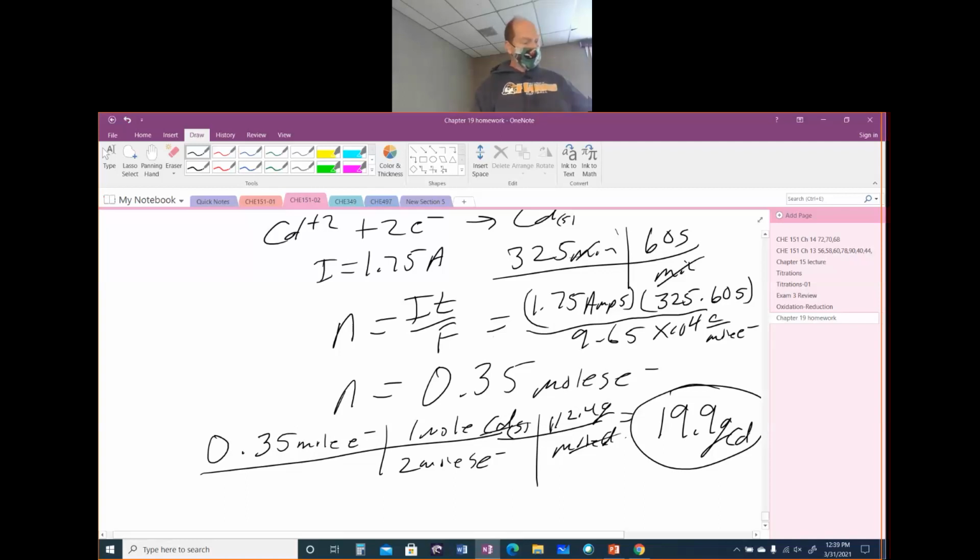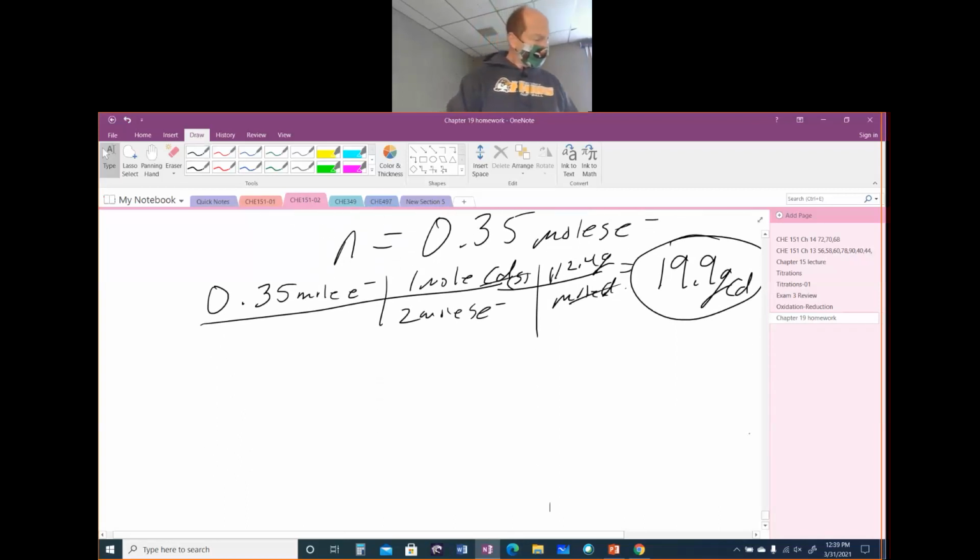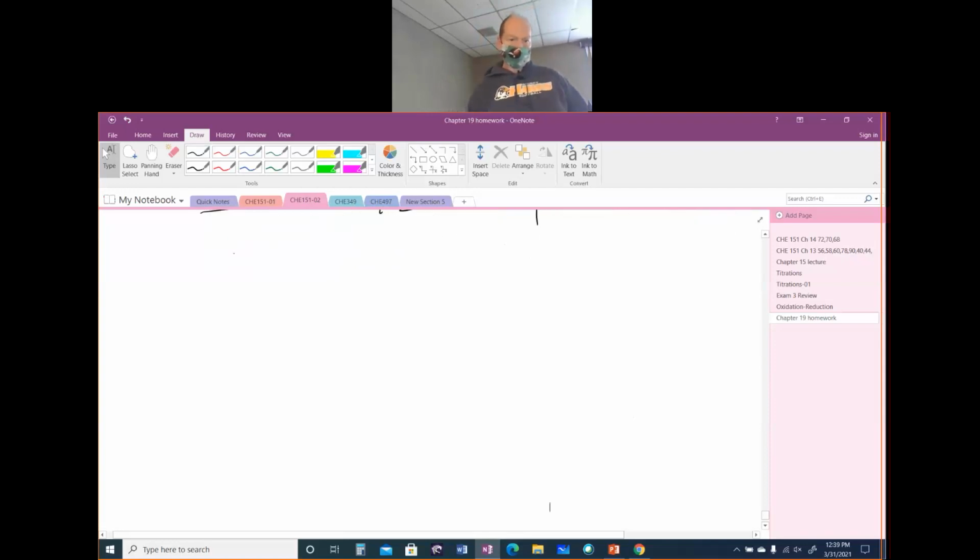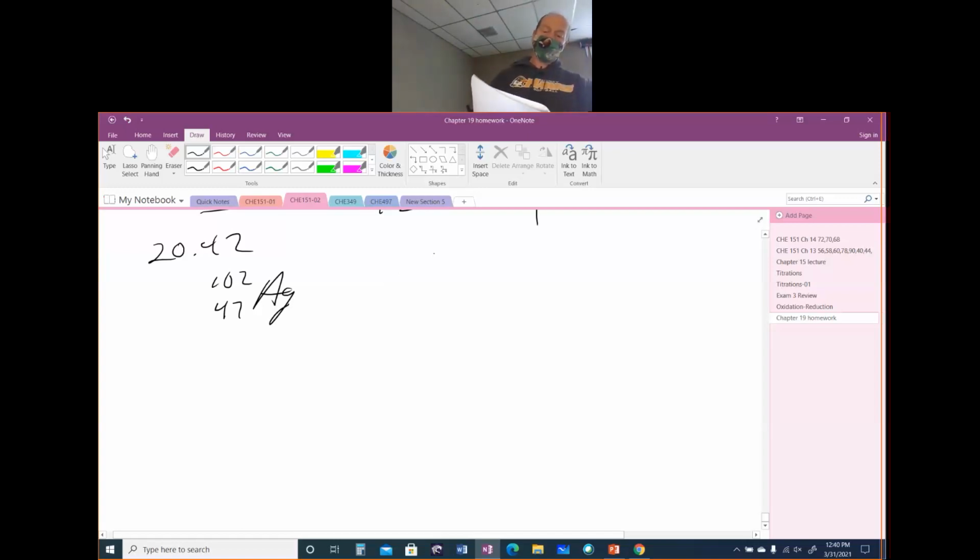All right, let's do some chapter 20. Let's do 20.42. Choose the nuclide that is radioactive or unstable. It's going to do radioactive decay, and the other one would then be predicted to be stable. So if we look at silver-102, atomic number 47, versus silver-109, atomic number 47.